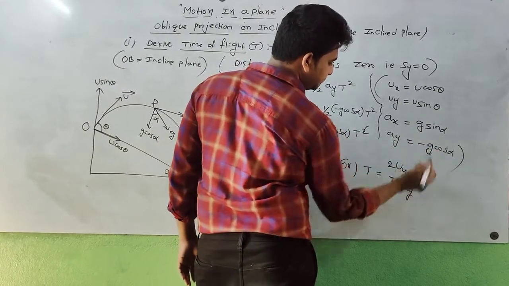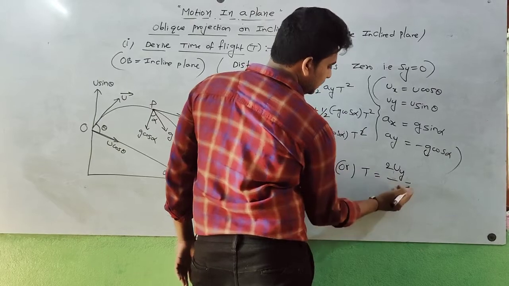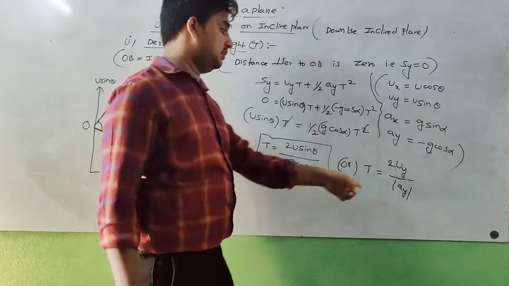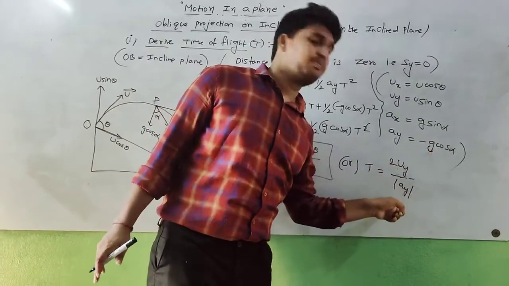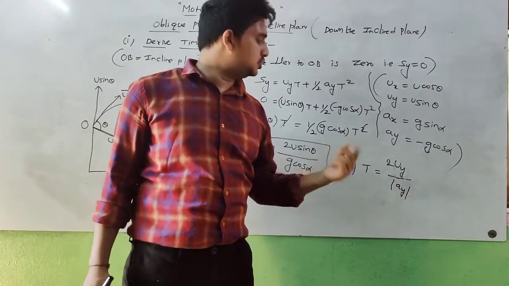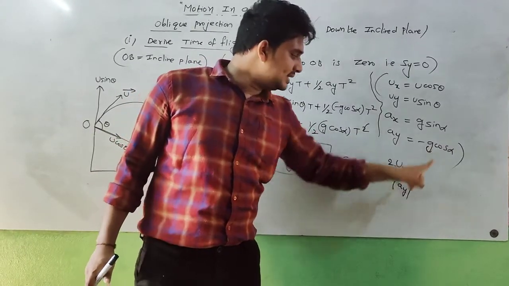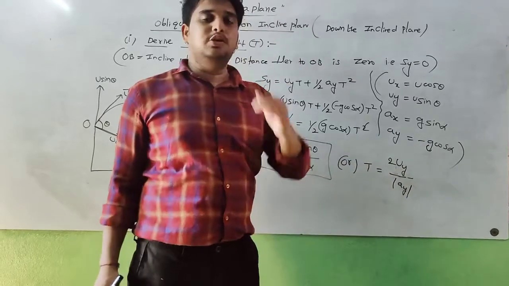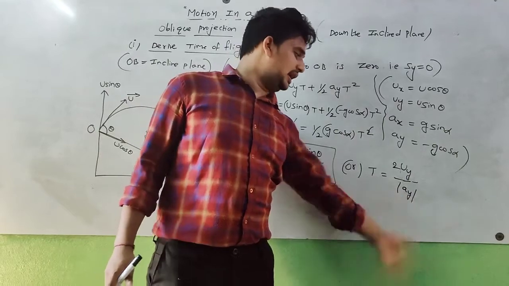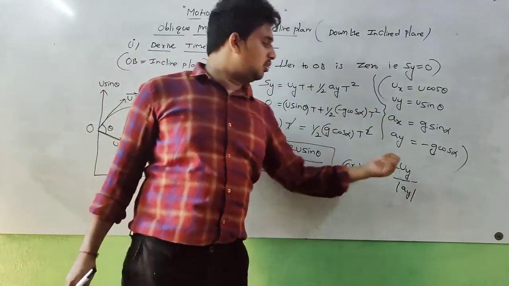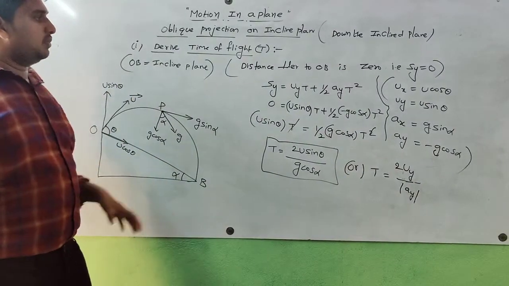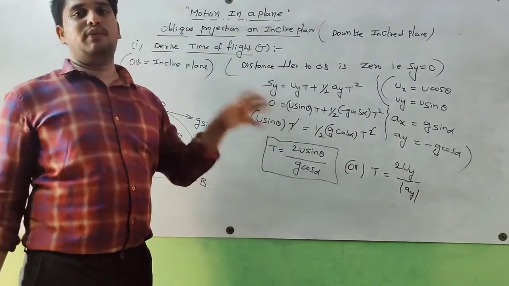But we consider the modulus of ay, because in case of modulus, a negative value also becomes positive, because time is always a positive value. If we consider ay as minus g cos alpha, we get a negative value, but time is always measured as positive. That's why I consider the modulus of ay. So t is equal to 2 into uy by modulus of ay. So this is the derivation of time of flight.